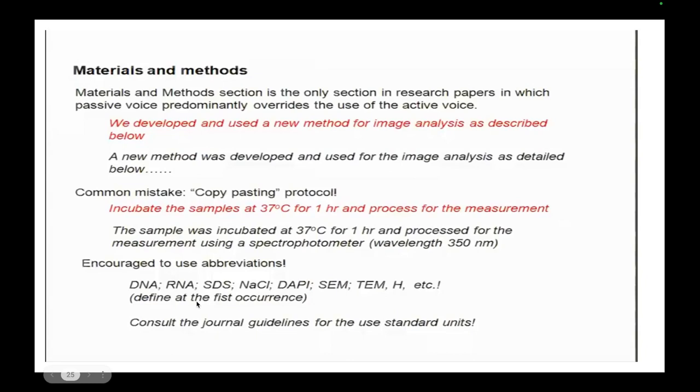So what is the advantage of this first occurrence? For example, some of the abbreviations are not well known. For you, maybe TEM, SEM, DAPI are not well known. So every time you read the paper, you cannot go to the abbreviation part and check what DAPI is, then come back and go again. That is not that convenient. So writing at the first occurrence is, I think, more convenient.